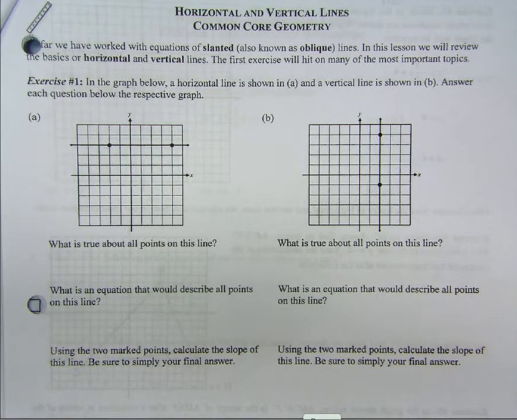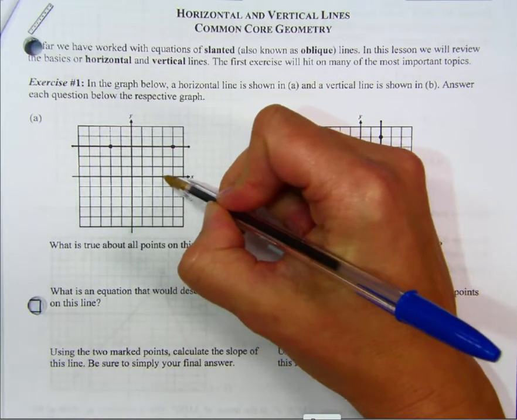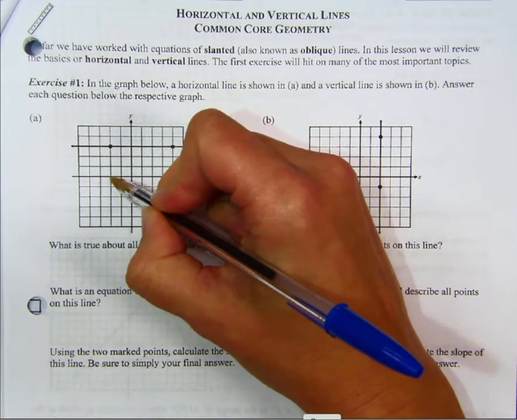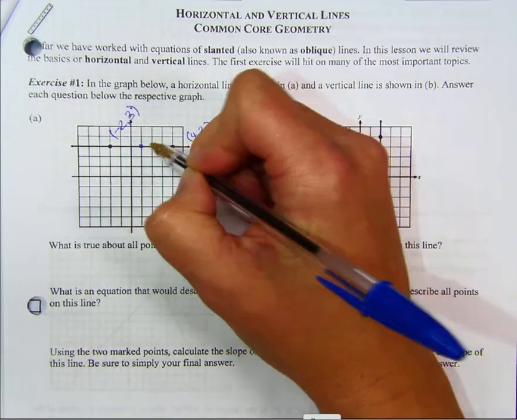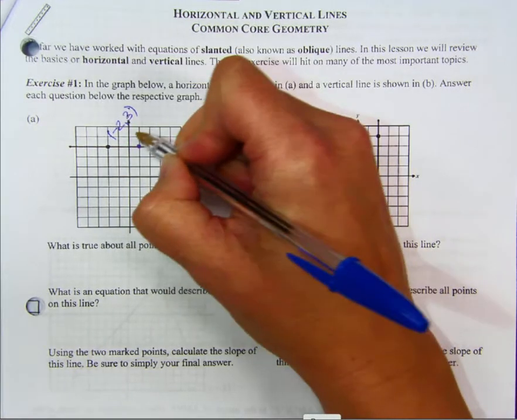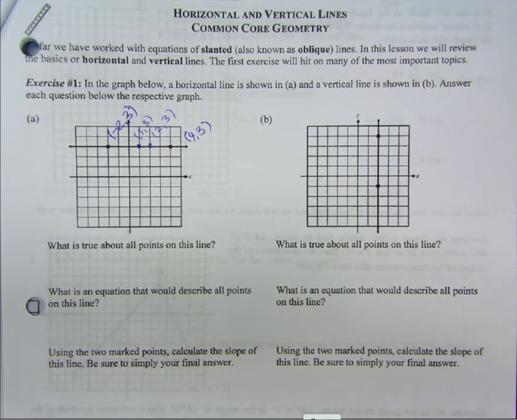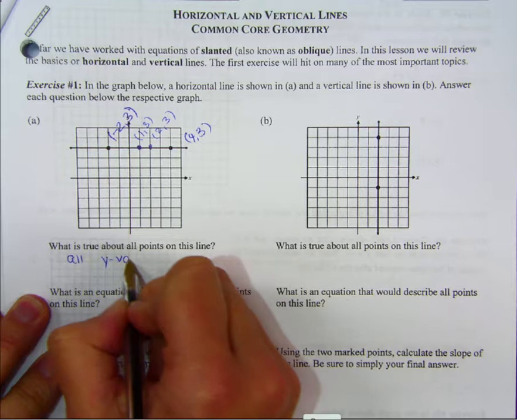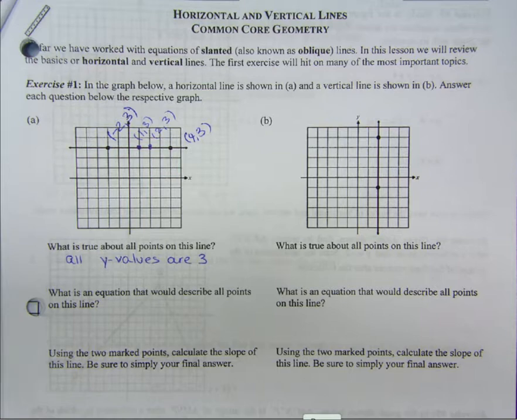Well, if we start looking at the points that are labeled, this point right here, if we look at its coordinate, that would be 1, 2, 3, 4, and then up 3. So that's the point (4, 3). And this point over here would be (-2, 3). And if we pick other random points on that line, this one here would be (1, 3). This one here would be (2, 3). And so what I notice is that every single one of those points has a y value that is 3. So what is true about all the points on the line? All y values are 3.